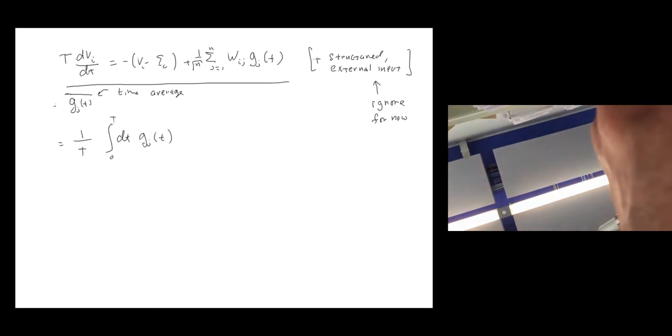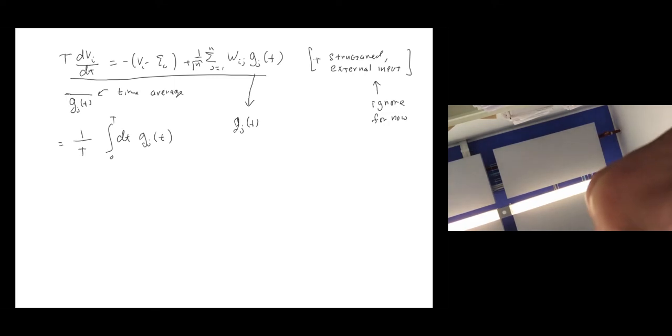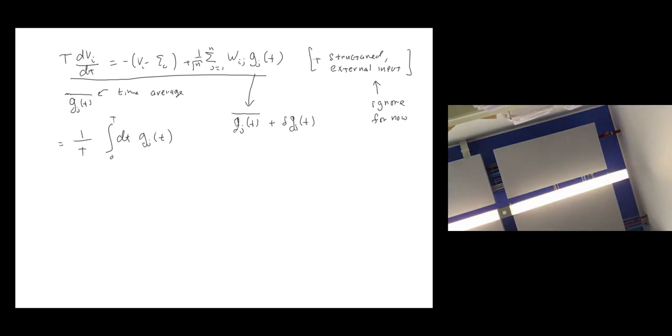So here's what we're going to do. We'll take GJ of T and replace it by its time average, average over time, plus fluctuations around those time averages. And we're going to choose GJ of T.